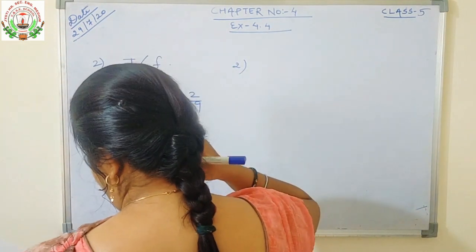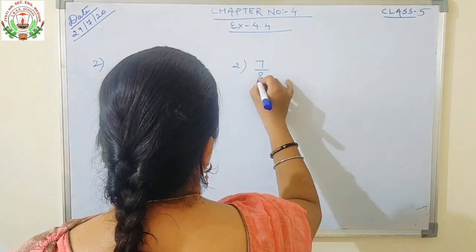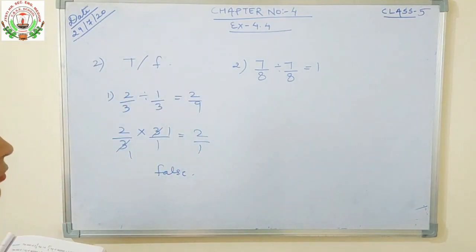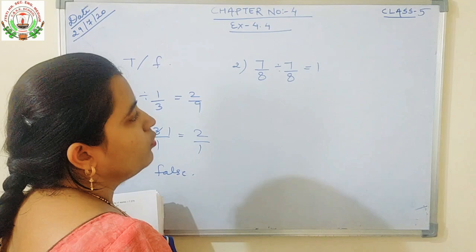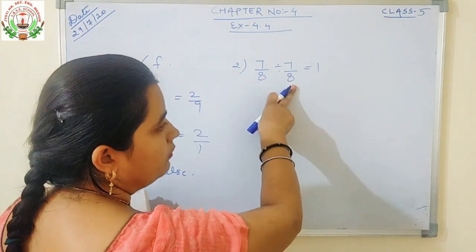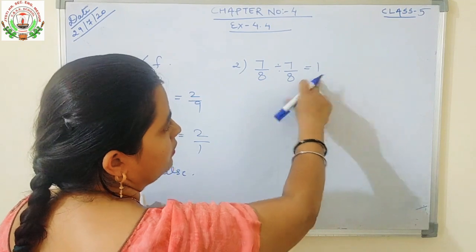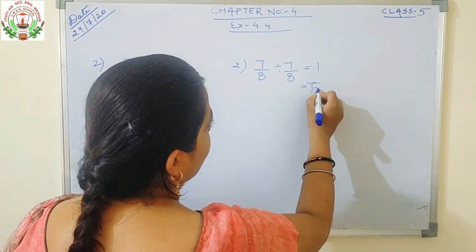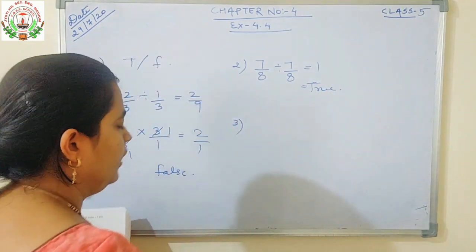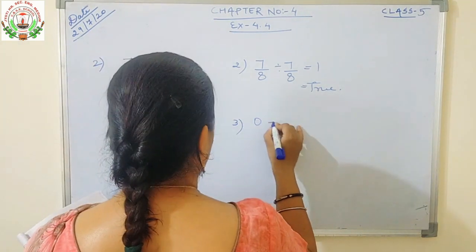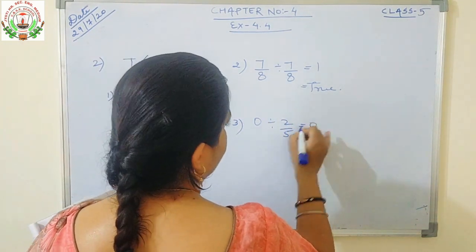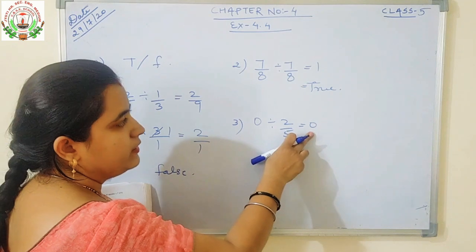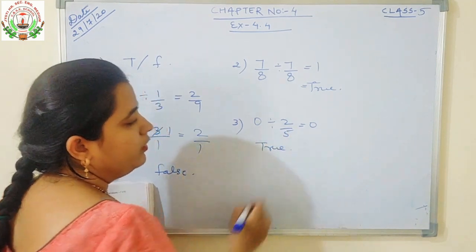Okay, number 2, 7 by 8 divided by 7 by 8 is equal to 1. We have learned the property of multiplication and division. In division, whenever the same number is divided by the same number, we will get 1 as the answer. So 7 by 8 divided by 7 by 8, we will get 1. This is a true statement. Okay, number 3. Number 3 is 0 divided by 2 by 5 is equal to 0. This is also one property: whenever we divide 0 by any number, we will get 0 as the answer. So this is also a true statement.